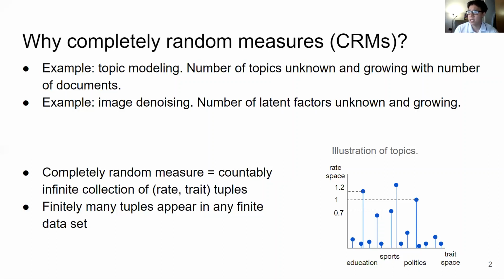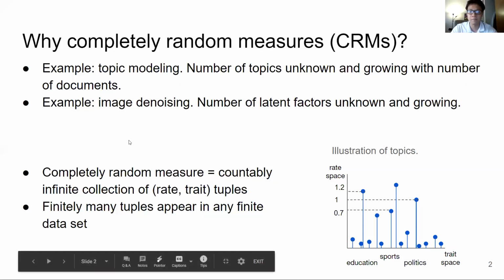In topic modeling, each topic is an element in the probability simplex. There are 3 labeled topics in the figure. The one about education has rate 1.2, the one about sports has rate 0.7, and the one about politics has rate 1. The countable infinity of topics guarantees that no matter how many topics we have seen so far in the dataset, there are always more that can appear when more documents come along.